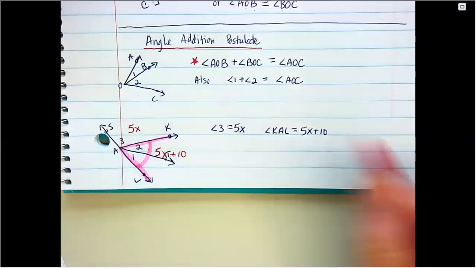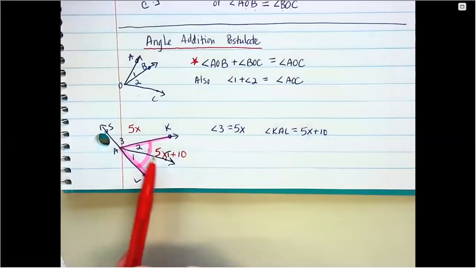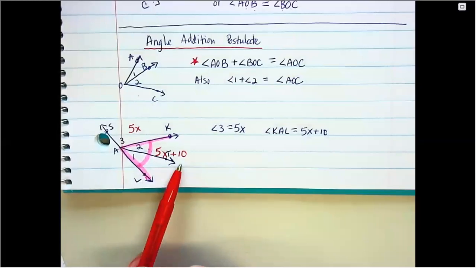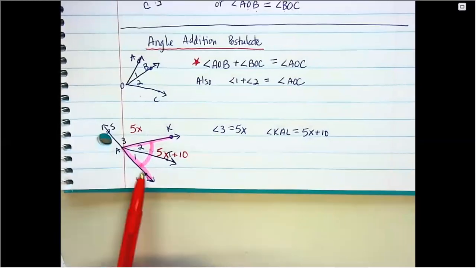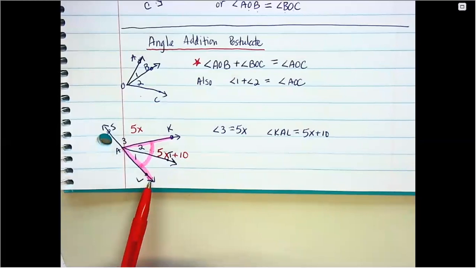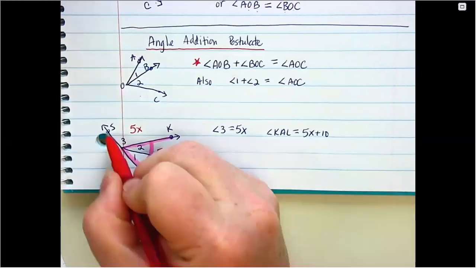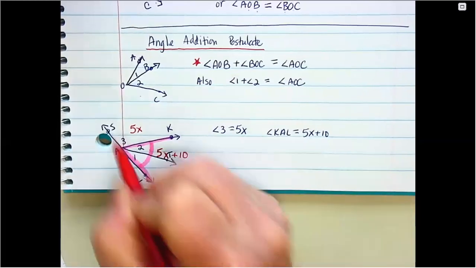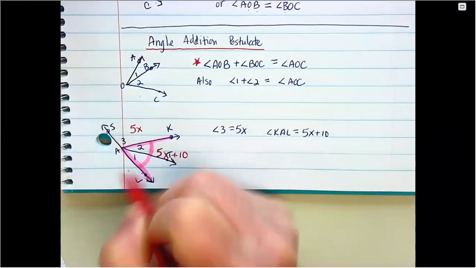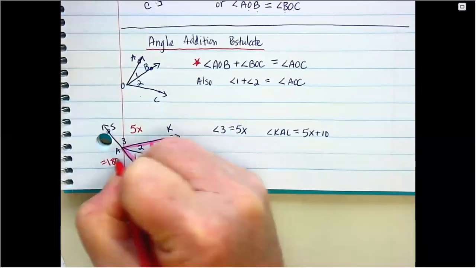Okay, so I've got this angle of 5x and this angle of 5x plus 10, and that's supposed to equal this whole angle. So what are we going to add it together to set it equal to? Anybody have an idea? 180. Good, very good, thank you. Because it's going to equal this straight line. This straight line, as we know from our angles, is equal to 180.